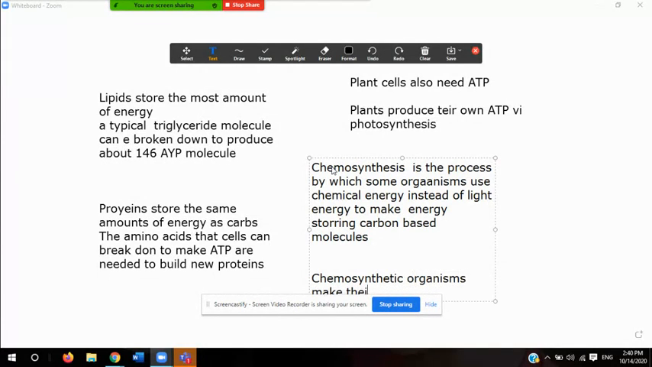Chemosynthetic organisms make their own food. So to sum up, ATP is the chemical energy that both animal cells and plant cells need, and there are different ways of making it. In the case of us, we need to eat foods that can help our bodies produce ATP. In the case of photosynthetic organisms like plants and even some bacteria, they use light energy to make their own foods, hence eventually generating their ATP. And we have chemosynthetic organisms, which use chemicals to make their energy-storing carbon-based molecules, like certain algae.